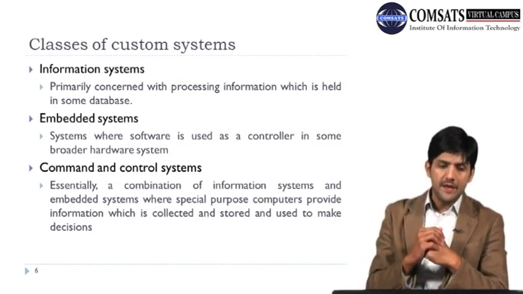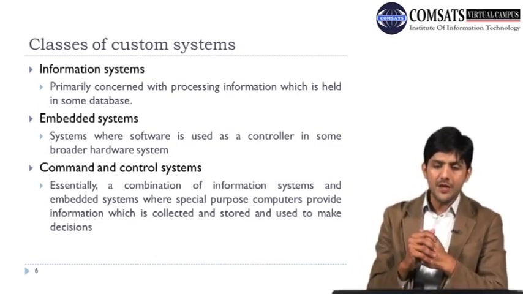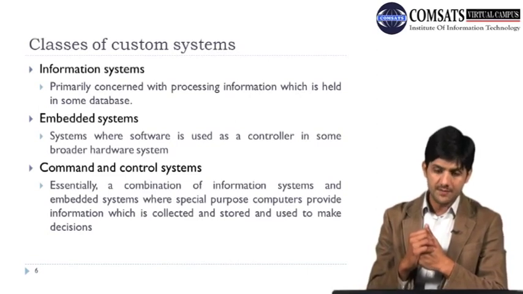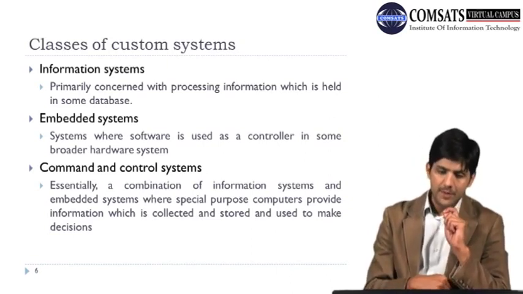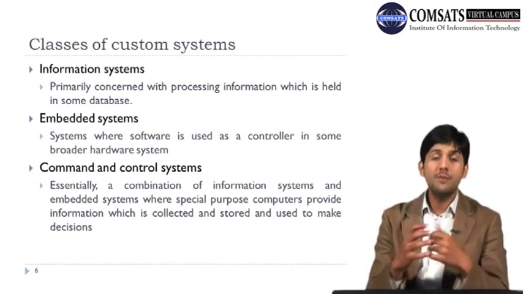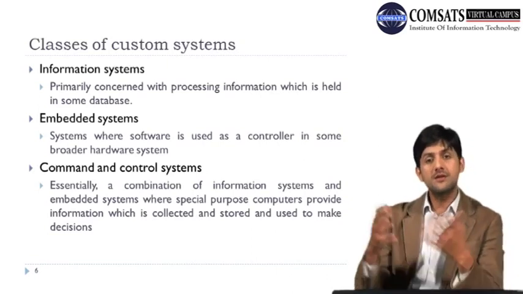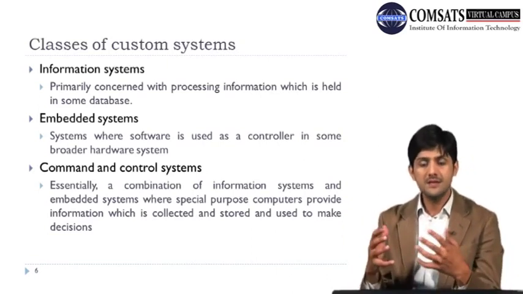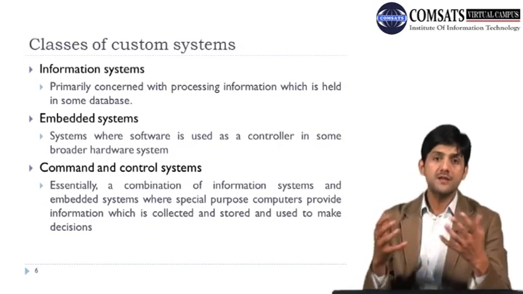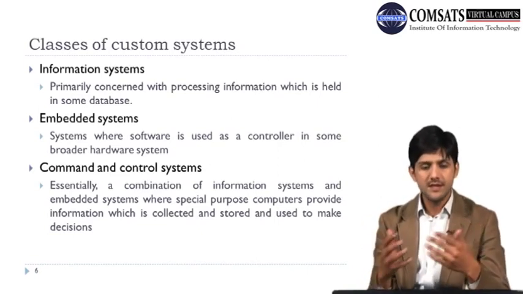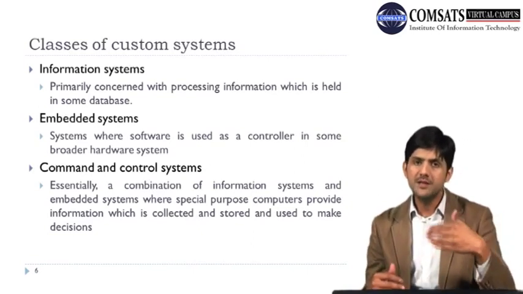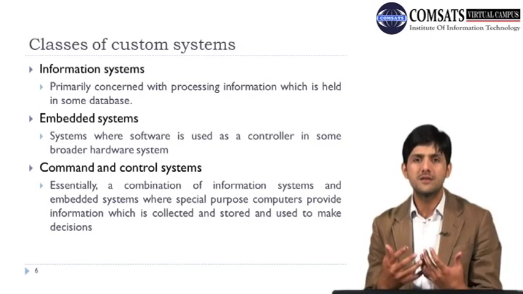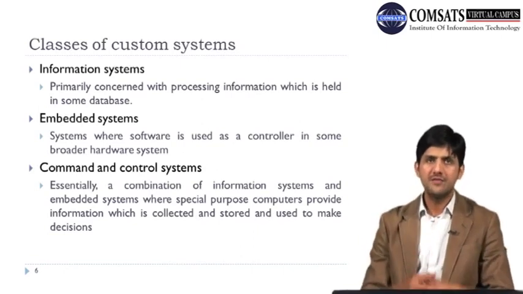Then we have command and control systems, essentially a combination of information systems and embedded systems, where special purpose computers provide information which is collected and stored and used to make decisions. Now a very complex example of a command and control system is an air traffic control system. Now that's a very complex system which is a combination of embedded system and software system and information system. So it's a command and control system, we can say it's a combination of the above two categories, information system and embedded system, and they are usually very complex systems. For example, as I gave you the example of traffic control system.